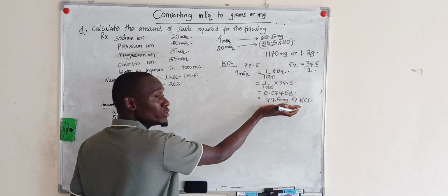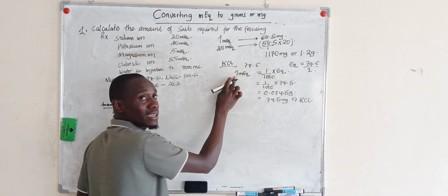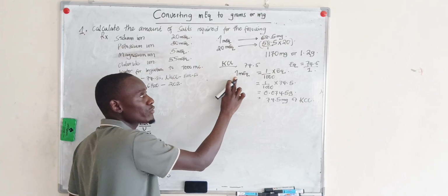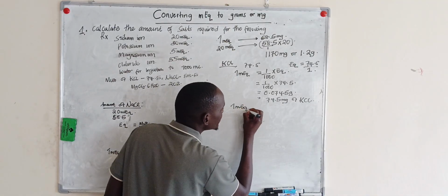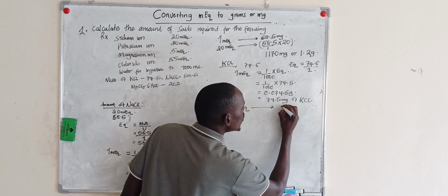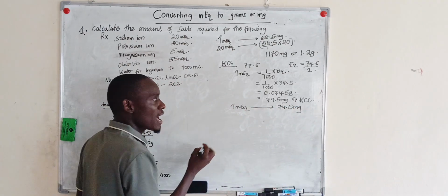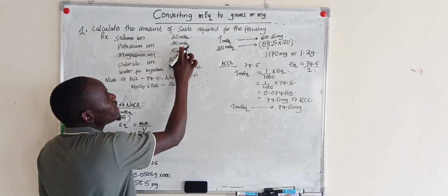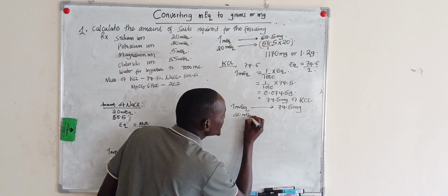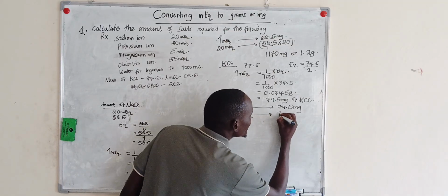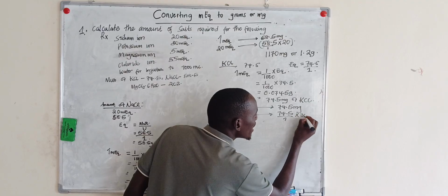That is the amount of potassium chloride which is equivalent to 1 milliequivalent. So we are going to say if 1 milliequivalent of potassium chloride is contained in 74.5 milligrams, how about the one given in the formula? So the 30 milliequivalents will contain 74.5 divided by 1 times 30.